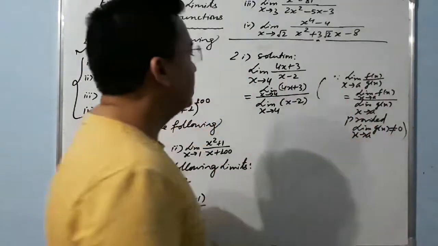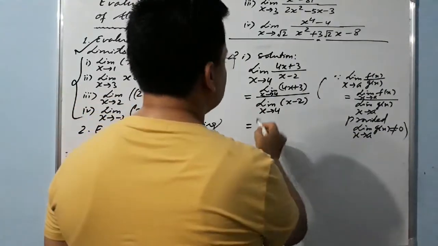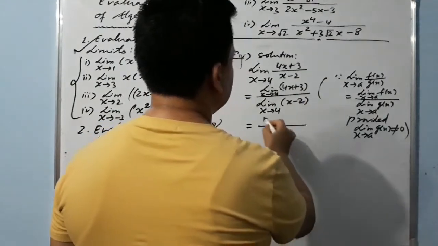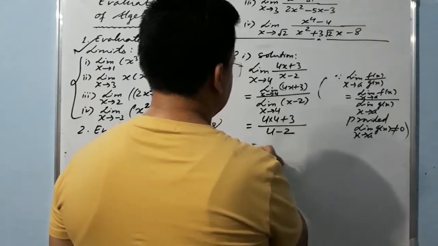So here, this should not be equal to 0, otherwise you cannot find the limit. Let's see. This is a polynomial, and this is a polynomial. Directly we can write down: 4 into 4 plus 3, and 4 minus 2.